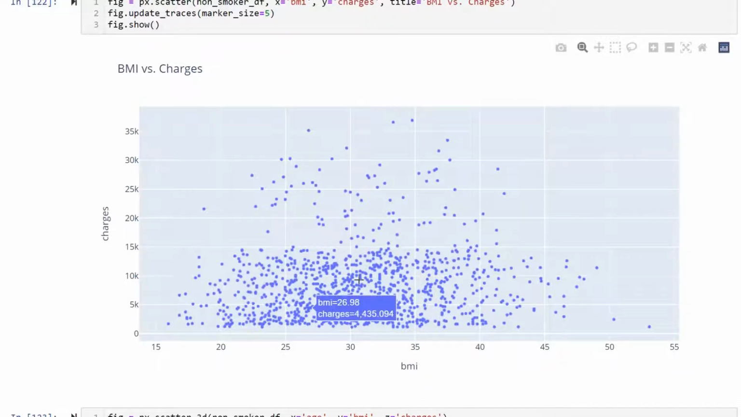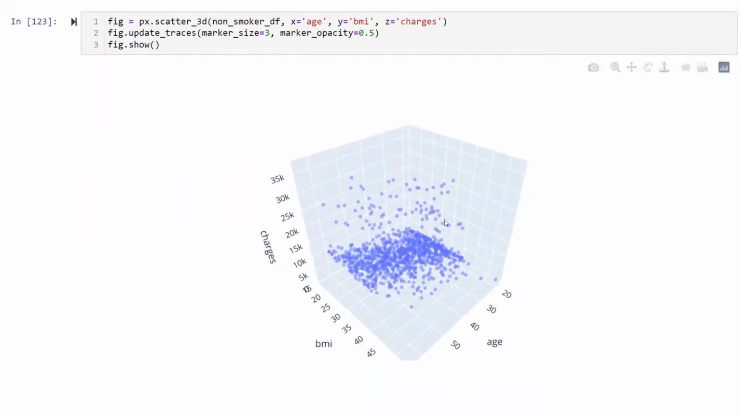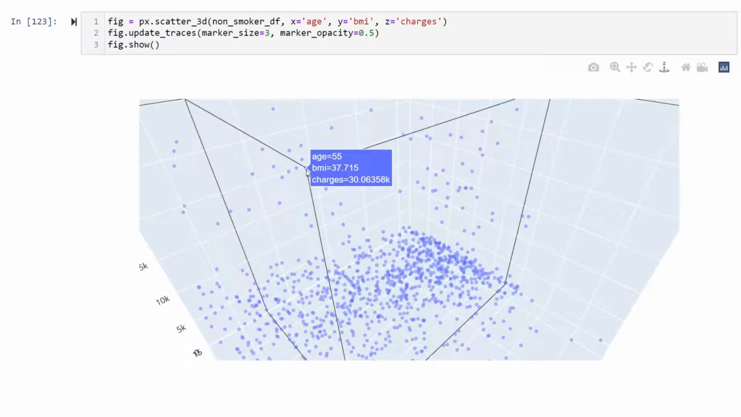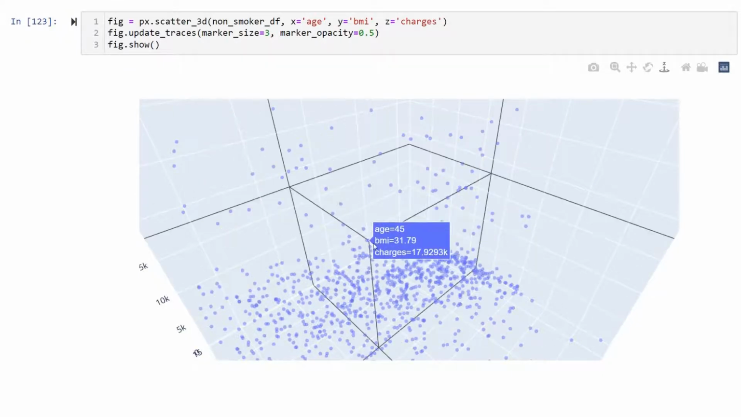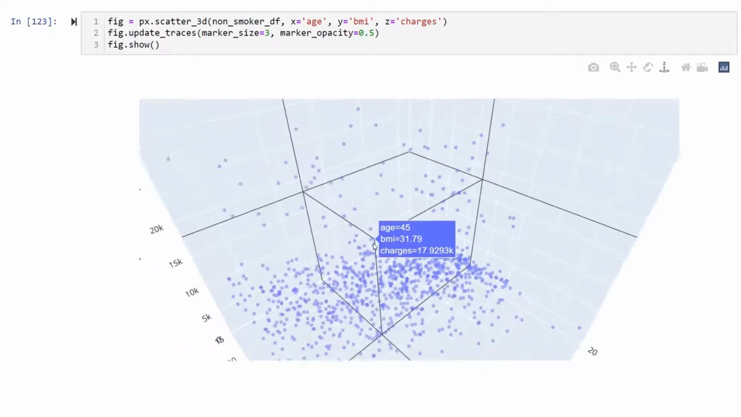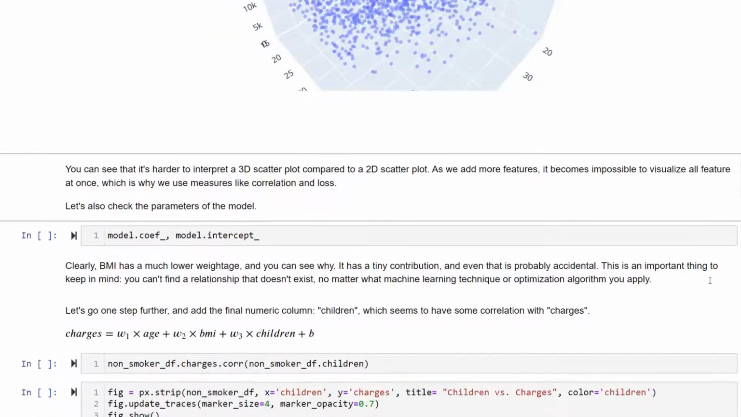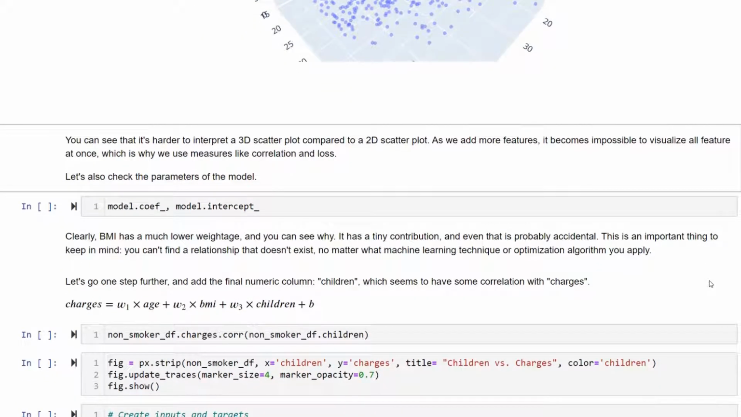There are no signs of a line between the charges and the BMI, and this particularly does not come under linear regression. So there is no chance of making a predicted line. If we look at the 3D scatter plot of age, BMI and charges, it will look like this. There is also some model underfitting using BMI and age, so we are not able to make predicted lines with those features. You can see that it is harder to interpret a 3D scatter plot compared to a 2D scatter plot.